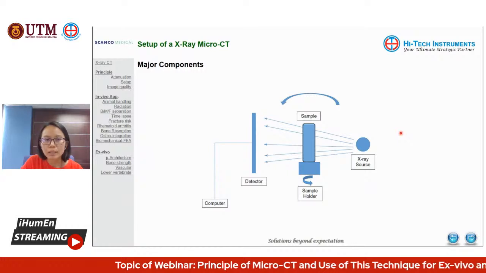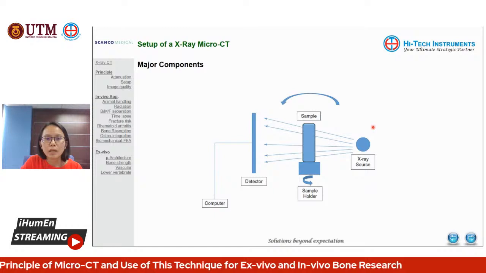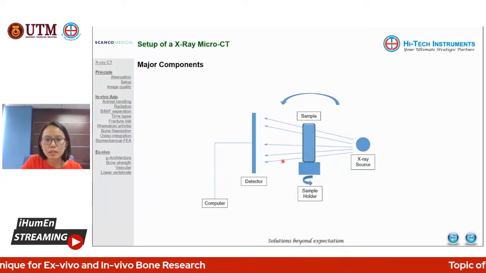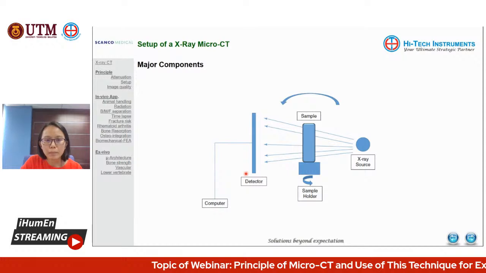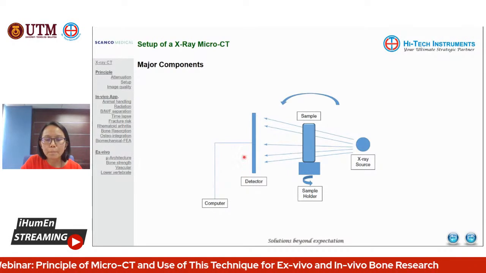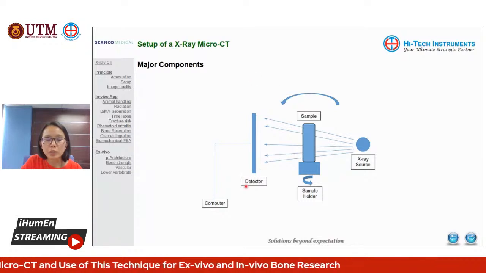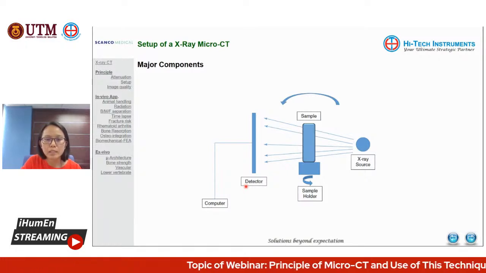So if you look at the components or the setup of X-ray MicroCT, it's pretty simple. It just contains this X-ray source, the sample holder or sample rotator itself, and also the detector. So this is a very simple setup, but of course it involves a lot of details within all these components, especially the reconstruction algorithm itself, which is like the heart of getting a good MicroCT image.